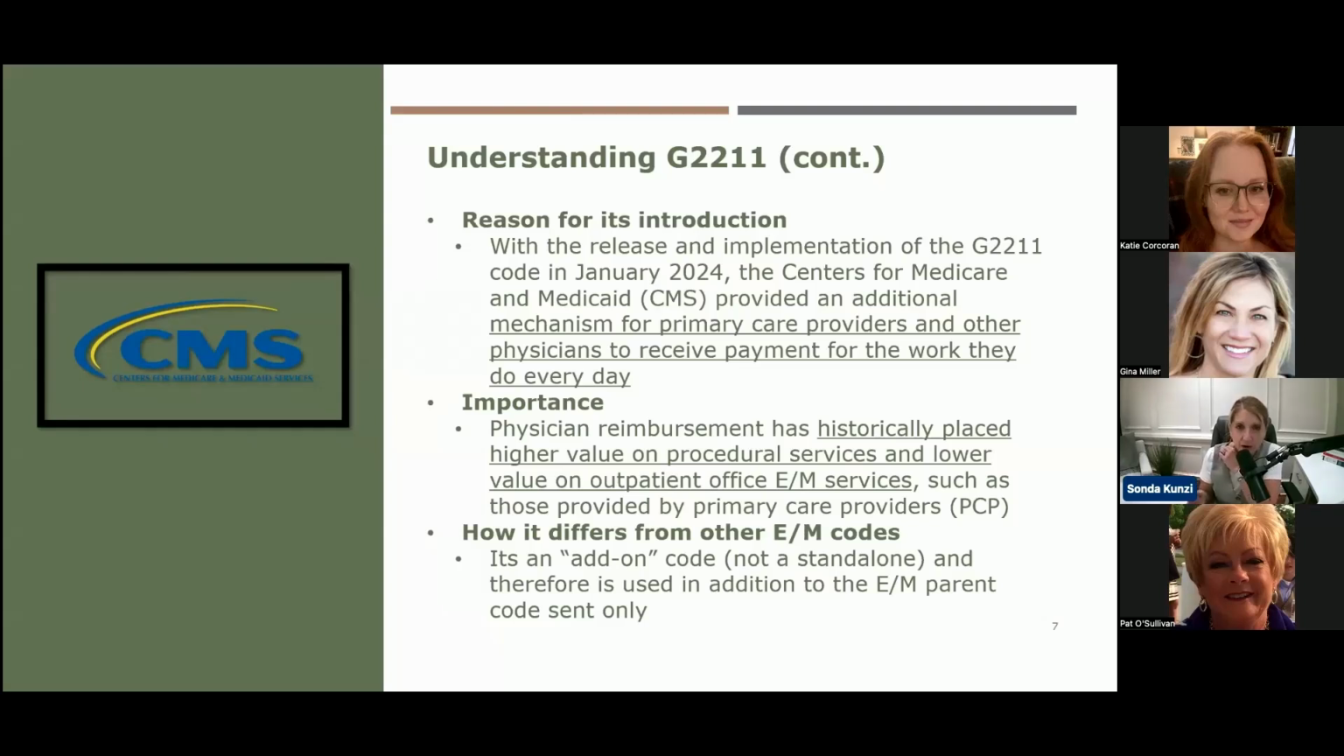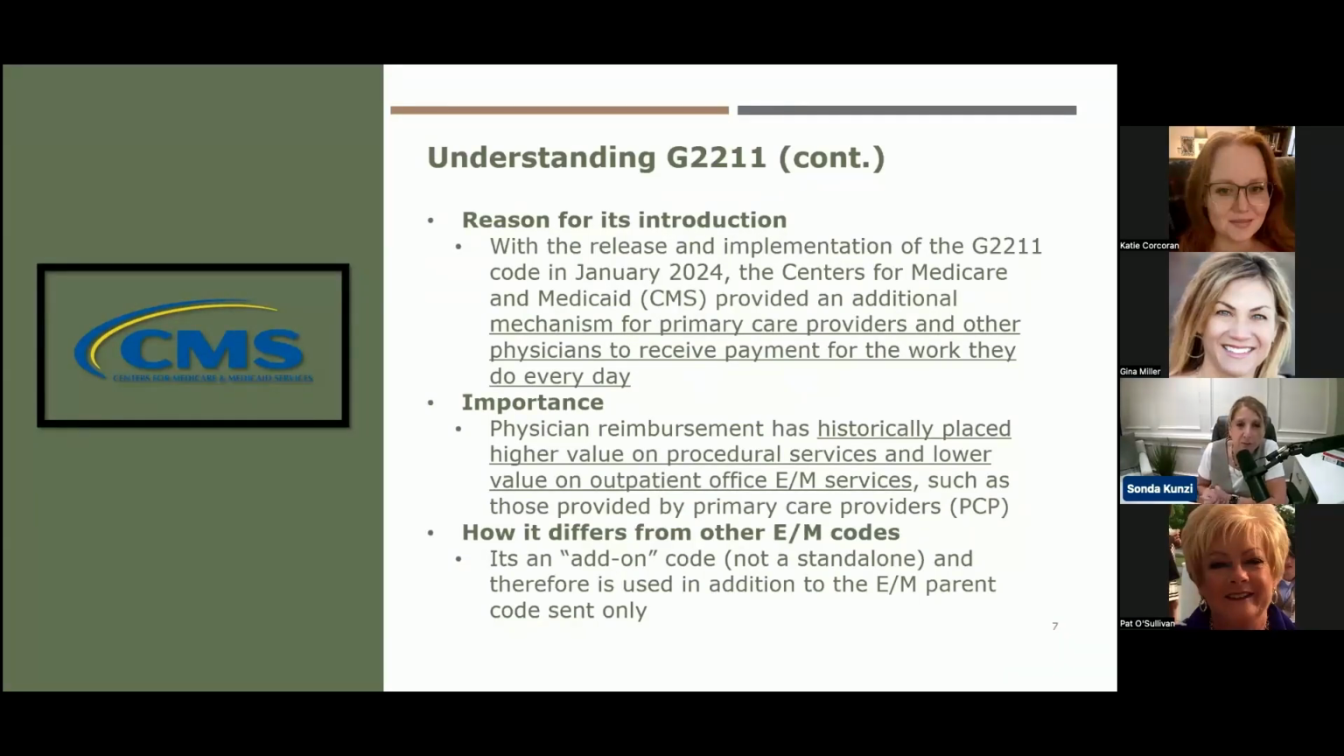But yes, we are seeing commercial carriers pay for the G2211. And you've got to test your market and see where they're at. But like I said, I have a slide that breaks it down with 2 carriers recently that came out with some policies. And I'm going to explain how that should look in your revenue cycle.